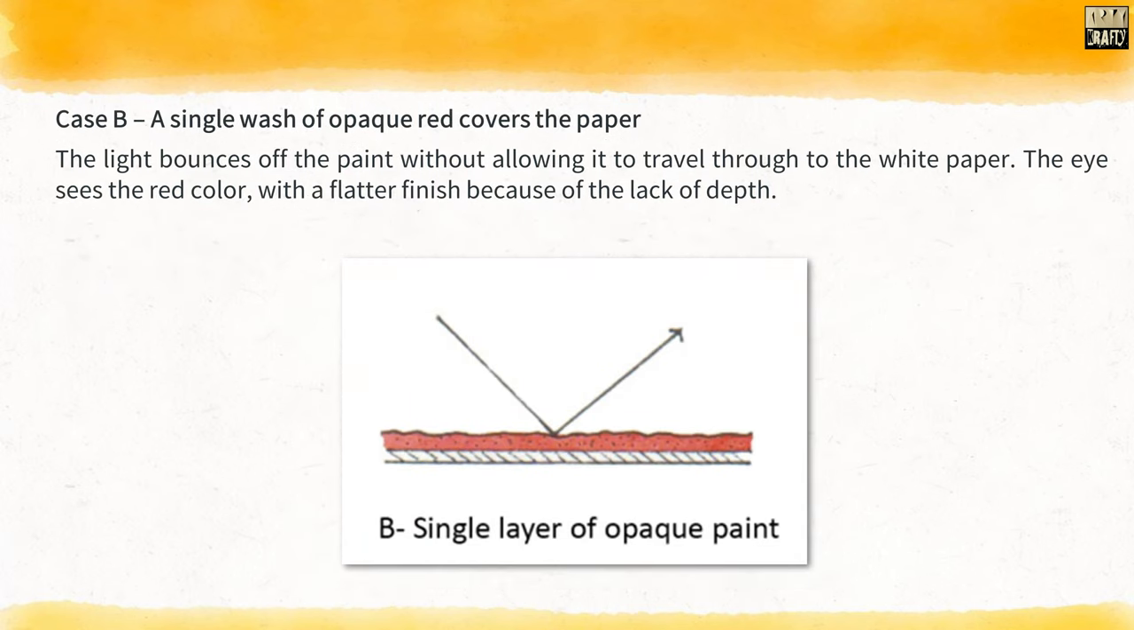Case B. A single wash of opaque red covers the paper. The light bounces off the paint without allowing it to travel through to the white paper. The eye sees the red color with a flatter finish because of the lack of depth.